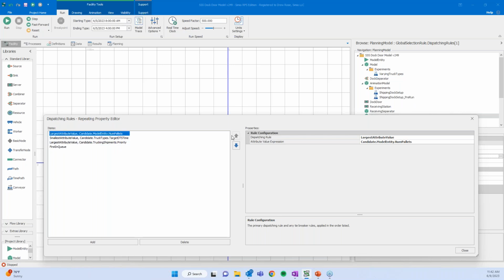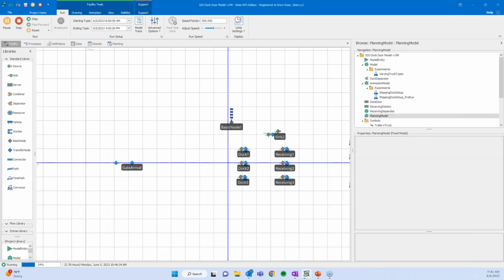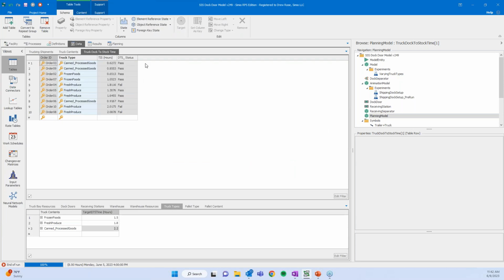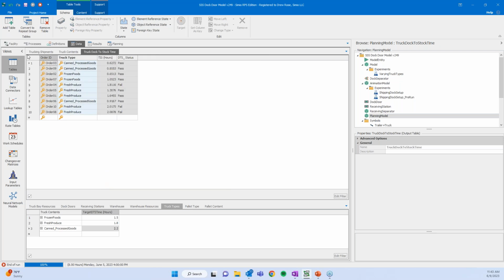Maybe we just want to test the number of pallets. So our biggest orders, we're going to get out of the gates first. And we see again, our canned processed goods, those get selected first. Those both, and I'll give you a spoiler alert, have 13 pallets on that truck as opposed to 12, so those get selected first. But we see doing it this way, we have 3 failed dock to stock times as opposed to 2. So maybe that's not best for this data set.